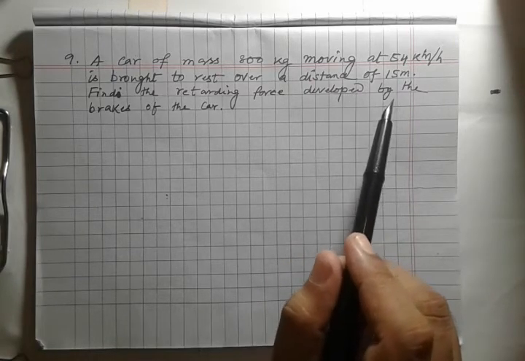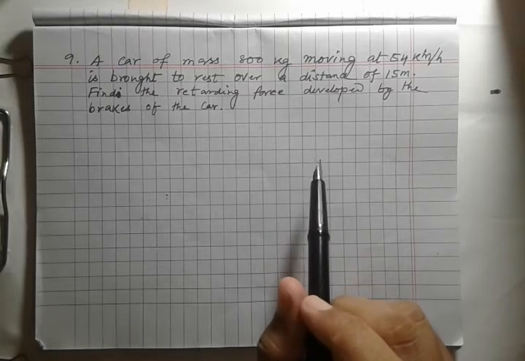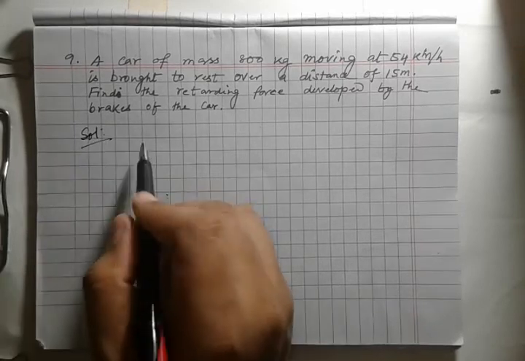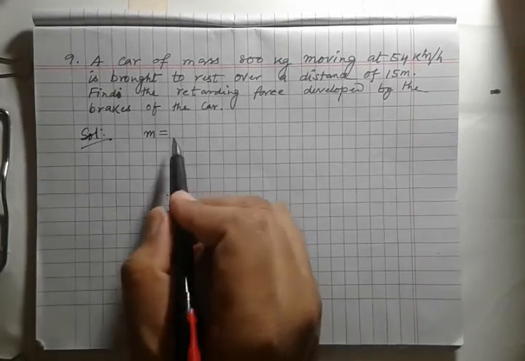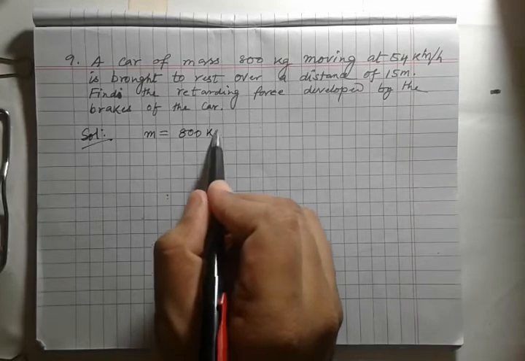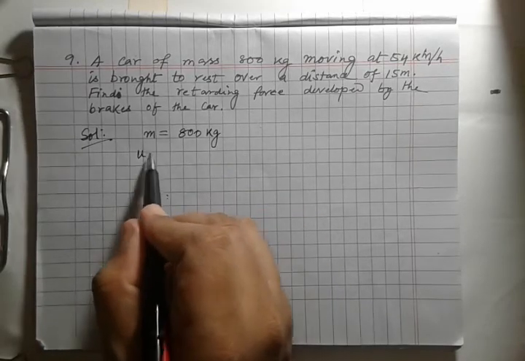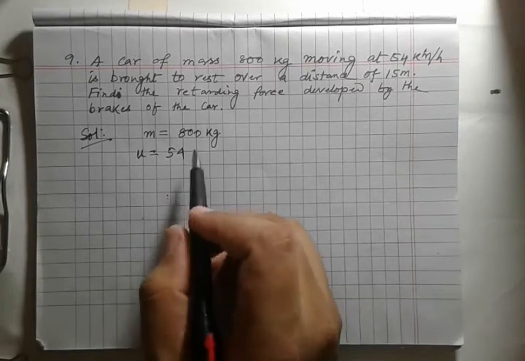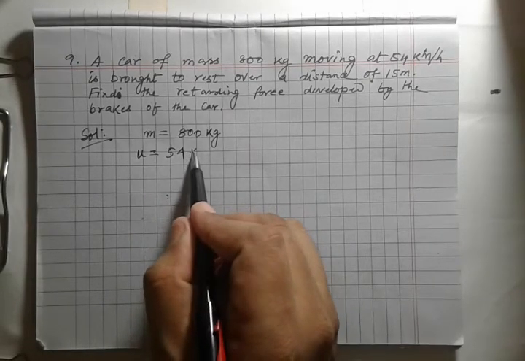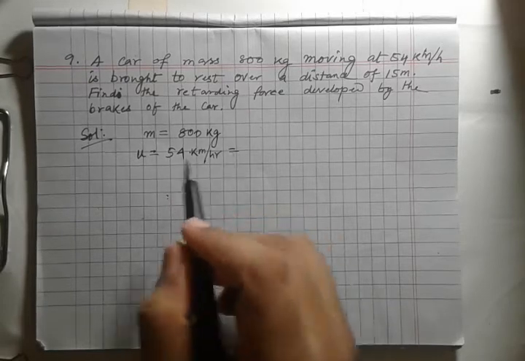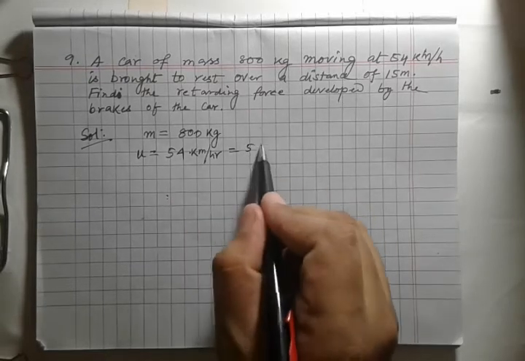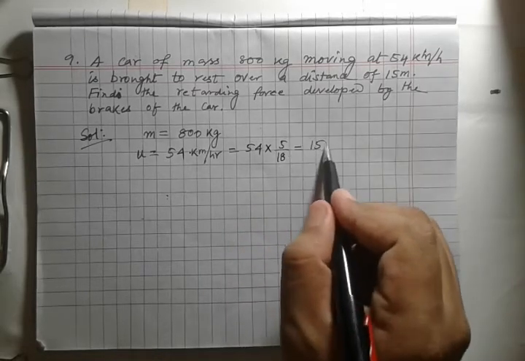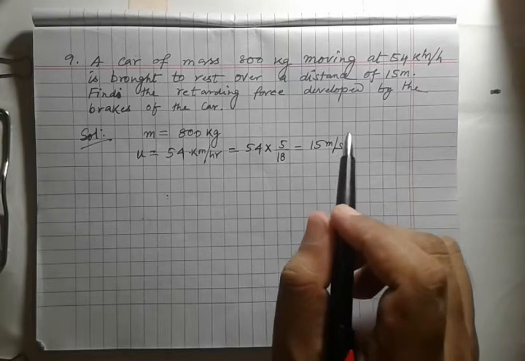So before finding out the retarding force, first you have to find out the retardation. So m is given here. m is equal to 800 kg. u, the initial velocity, is this one, 54 kilometer per hour, which is nothing but 54 into 5 by 18, that means 15 meter per second. Okay.